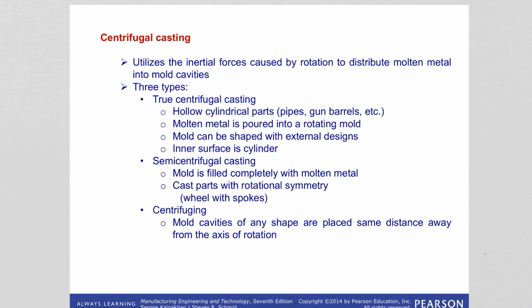What about centrifuging? Okay, centrifuging. The mold is designed with part cavities located away from the axis of rotation so that the molten metal poured into the mold is distributed to those cavities by the centrifugal force. And this is used for small parts. The radial symmetry of the part is not a requirement as it is for the other two centrifugal casting methods.